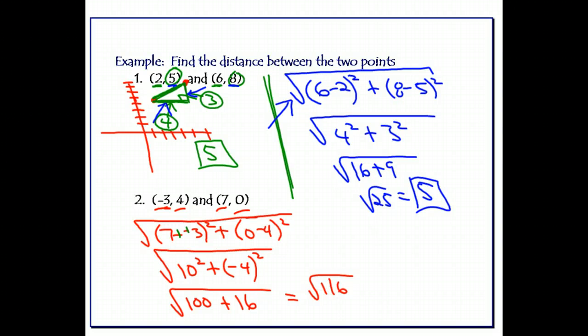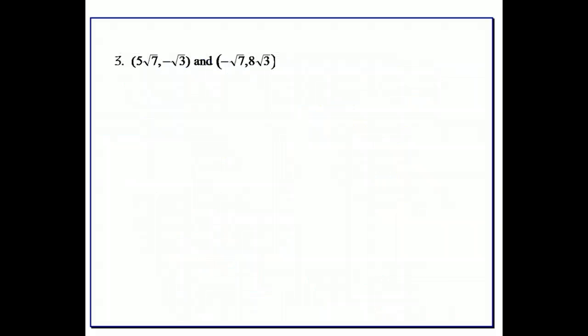And if I want to simplify that, what goes into 116? Well, 4 goes in 29 times. I know the square root of 4 is 2. I don't know the square root of 29, so I keep it inside the square root. So I get 2 square root of 29. You could also pull out your calculator and get a decimal approximation for that one. Okay, so that is our distance formula. Let's try just one more of these to cement it.